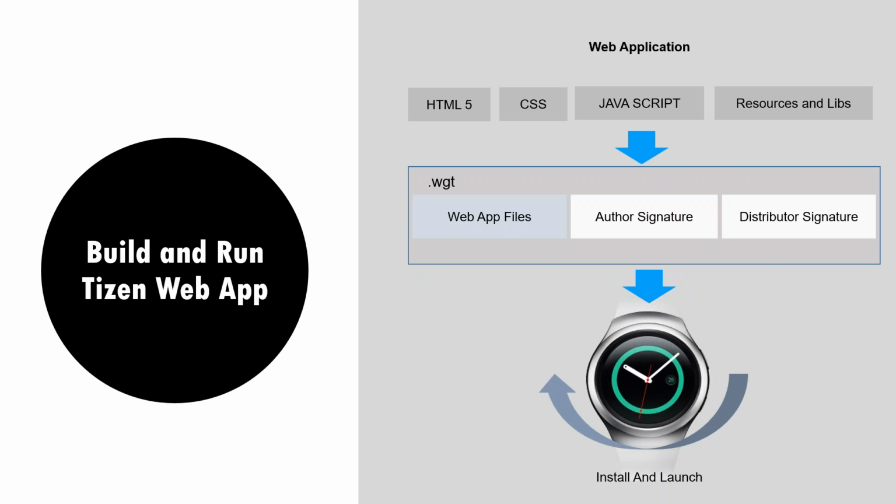So this is how the basic building and running operation works for a web application. It is very similar to your web app that runs on the browser. Each web application has JavaScript, CSS, and HTML folders, and also has resource and library folders. And when you run the application, it binds your author and distributor certificate to it and creates a .wgt file, and then it is installed onto your device.